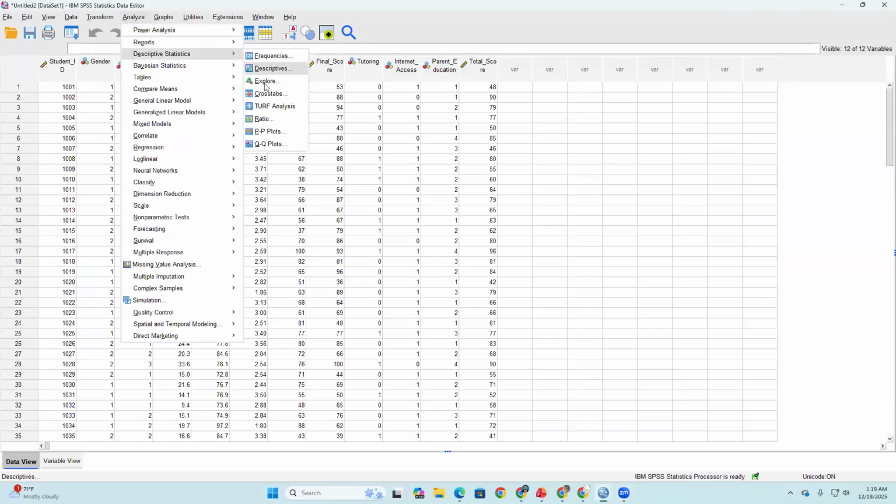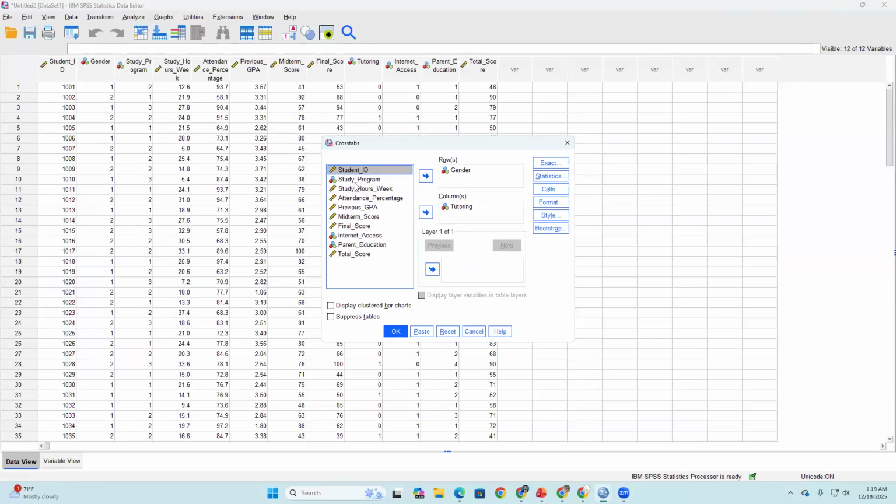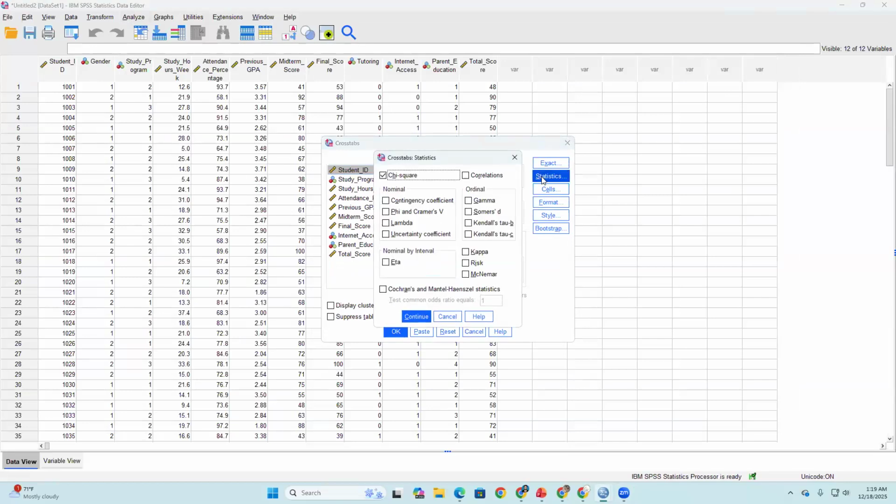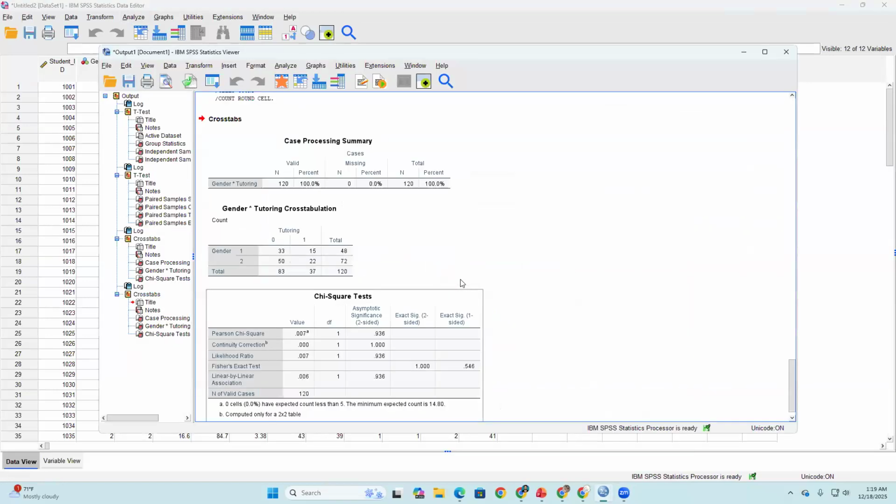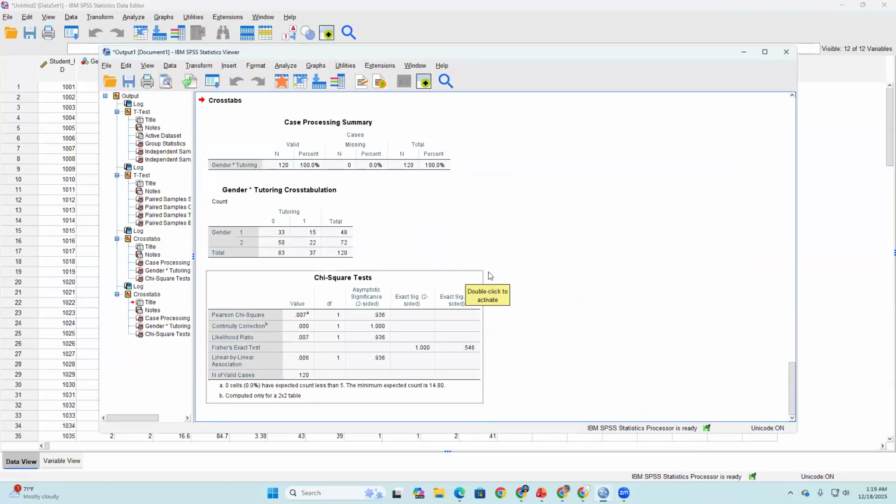Descriptives, then we will go to the cross tabs. We have selected gender, we have selected tutoring, we will click statistics, we will click the chi-square. Then we will continue and press OK. Can you see the output generated now? Yeah.